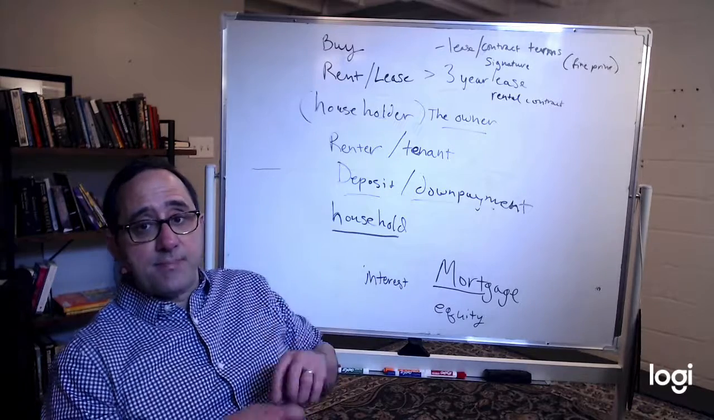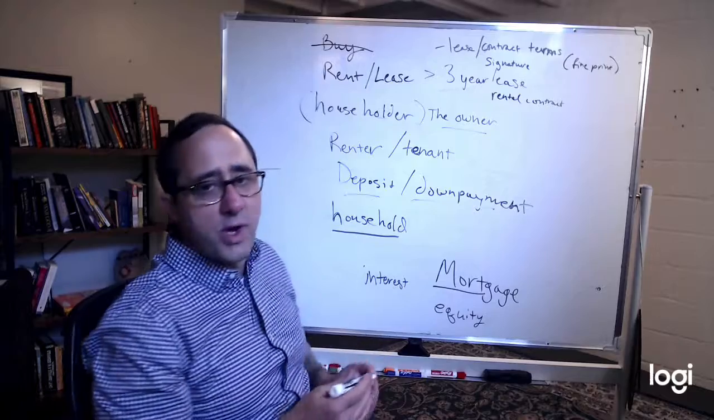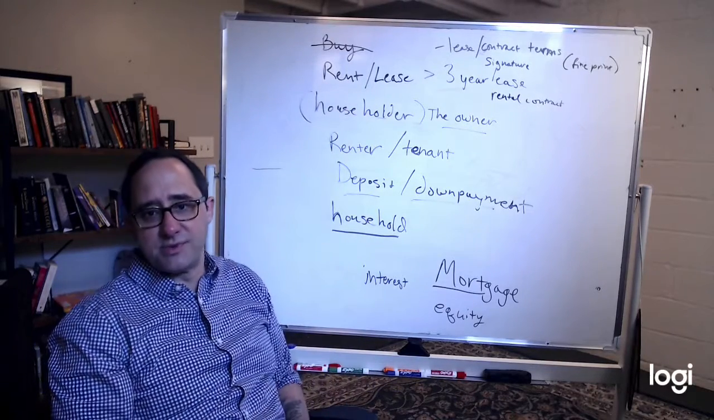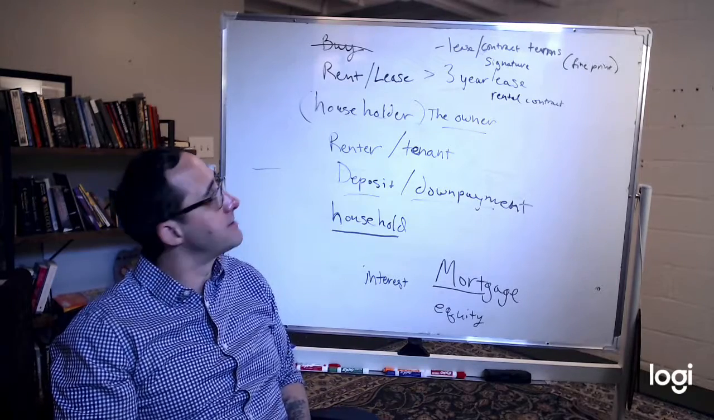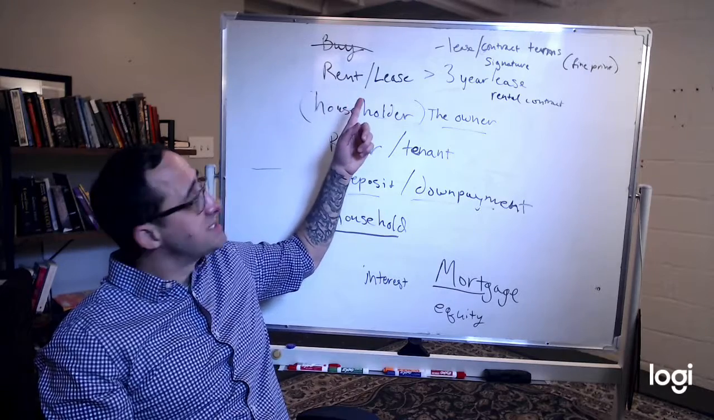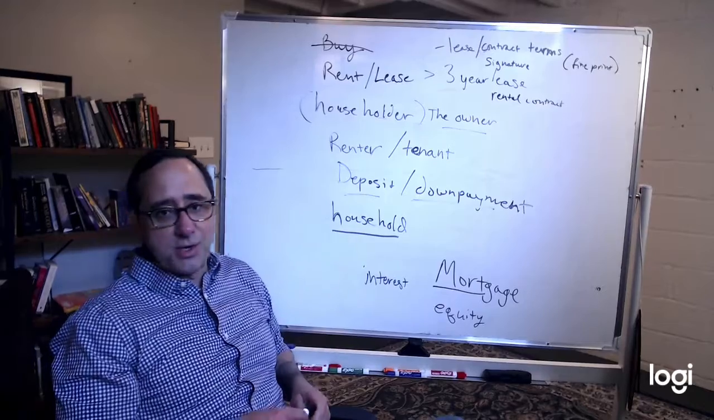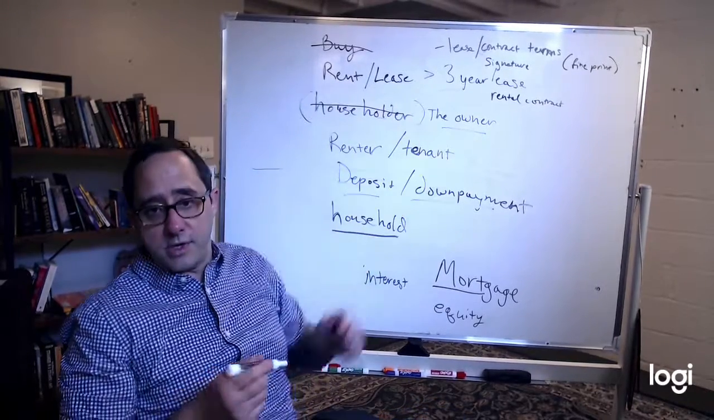But a lot of people don't buy, they lease or rent. When you're renting, this is basically the same word when it comes to renting an apartment or leasing an apartment. It's basically the same thing. When you rent or lease, there is an owner. He is not called a householder. We don't call him this. We call him the owner.